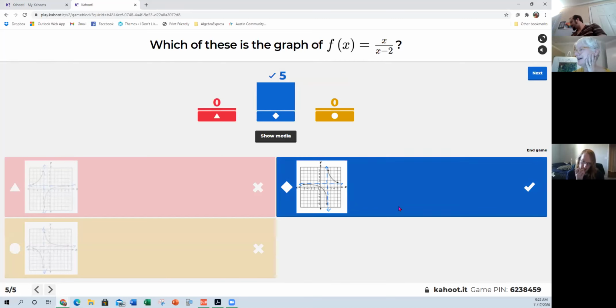Okay, so yeah, this one, you have a horizontal asymptote of just 1, because the degrees are the same in the numerator and the denominator. So y equals 1 is your horizontal asymptote, and then x equals 2 is your vertical asymptote. This is the only one that would make sense.